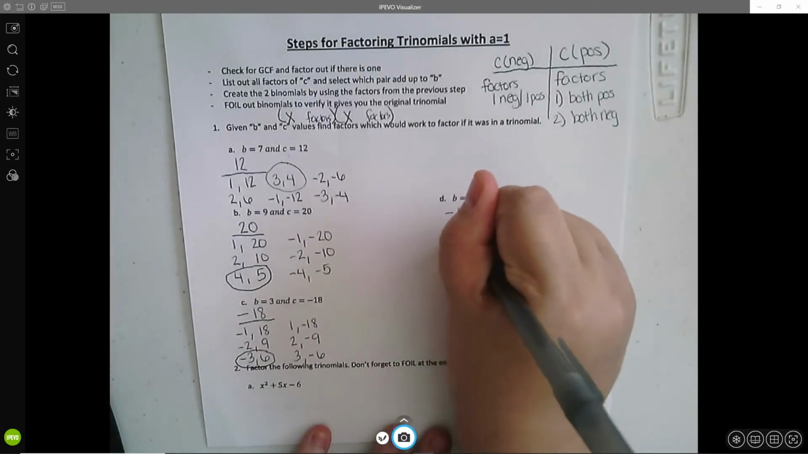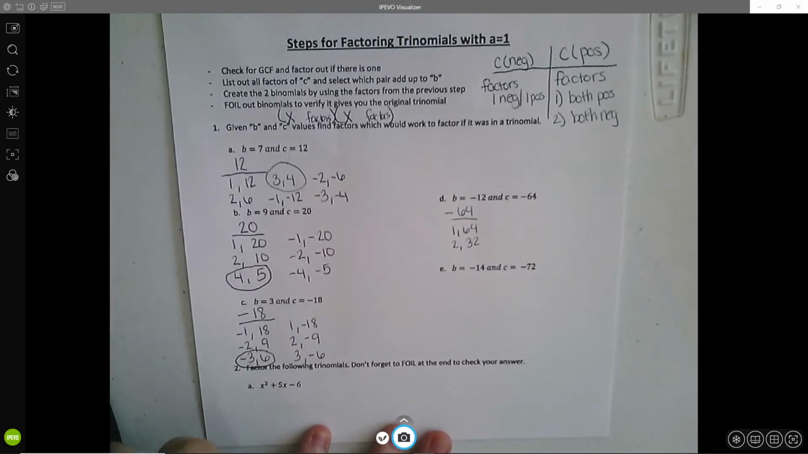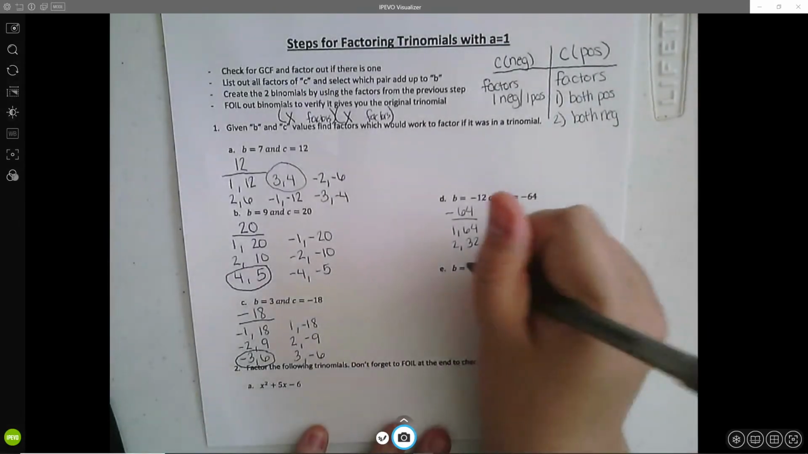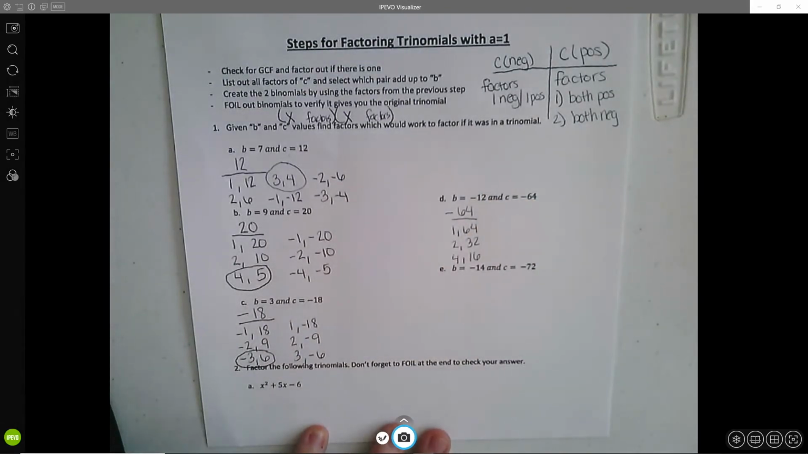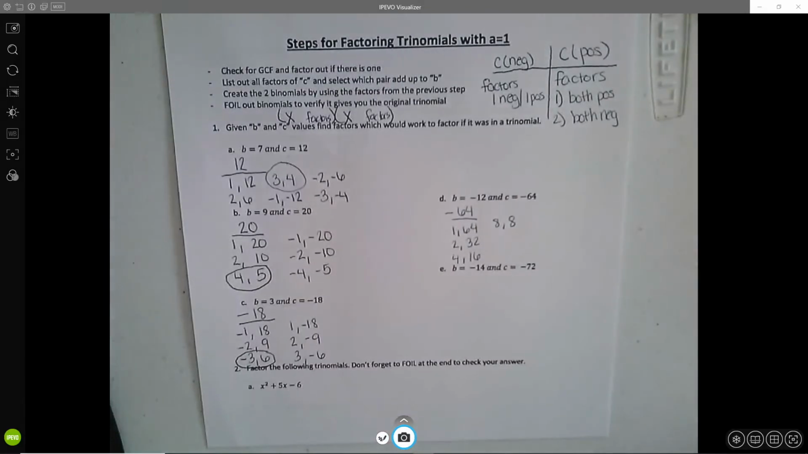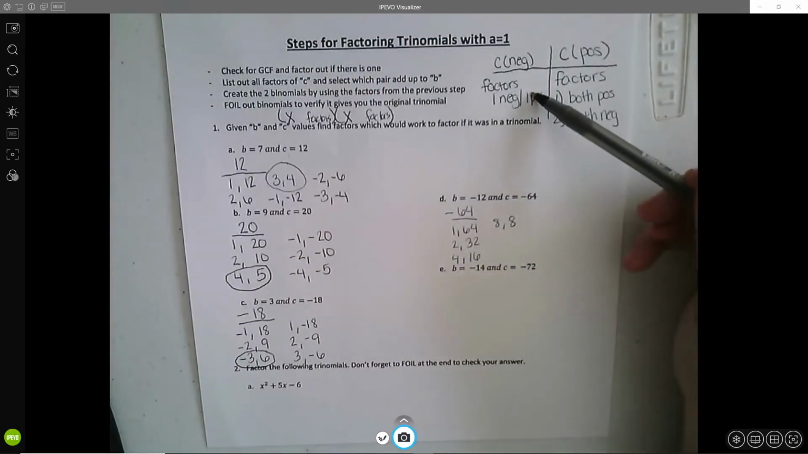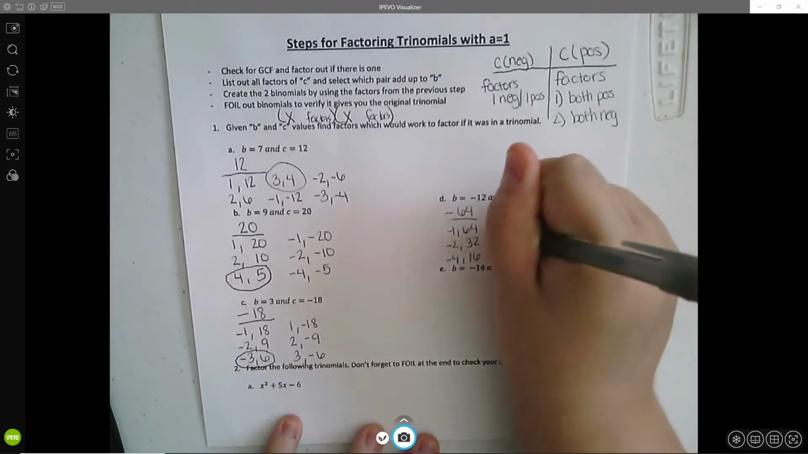Factors of 64, 1 and 64. 2 and 32. Okay, 3 does not work. 4 does work. It's going to be 4 and 16. 5 does not work. 6 does not work. 7 does not work. And 8 does. It's 8 and 8. Since I know it's negative and I have to have one negative and one positive, I always start by listing the first numbers as negative.